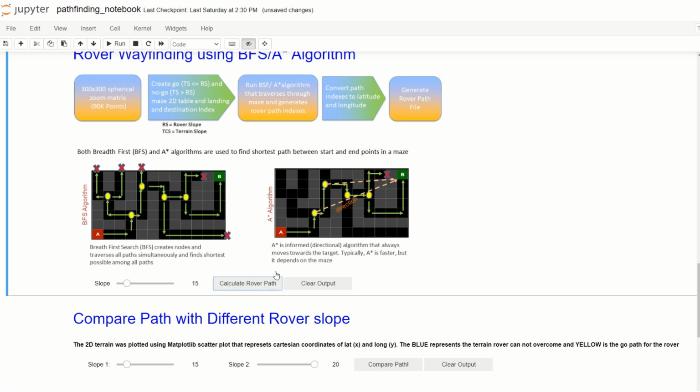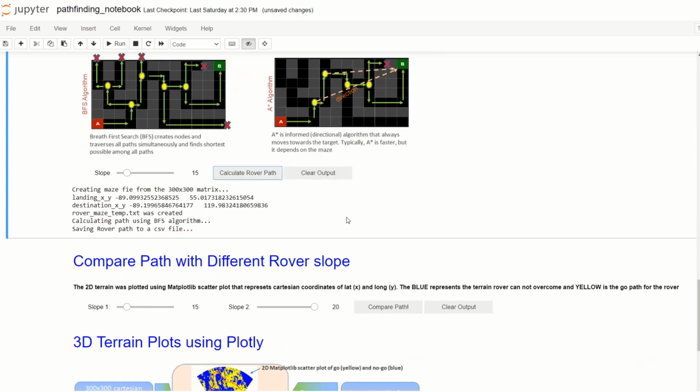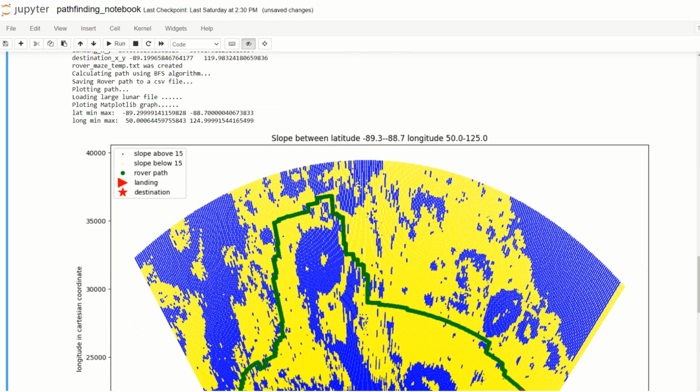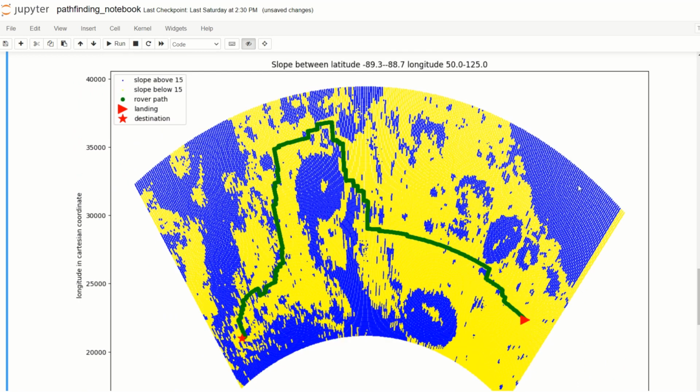And this is an example of a rover path with a slope of 15. So these blue dots are places that the rover can't go because their slope is above 15, and these yellow spots are slopes below 15, so these are places that the rover can go through. And the rover does make it from the landing point to the destination point successfully.